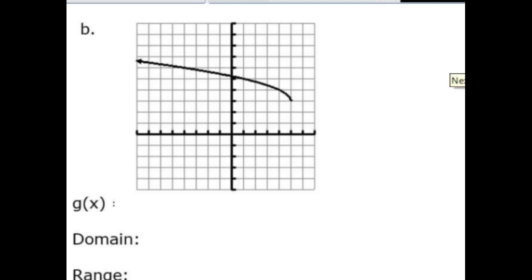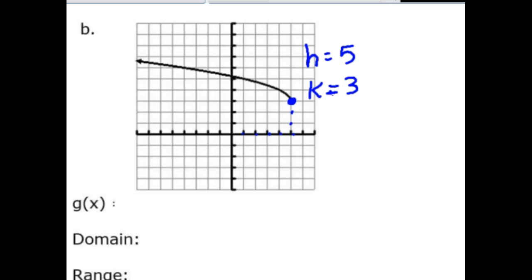Example 2b. What's happened to this graph compared to the parent graph? The parent graph is the very first graph on your note paper. Well, here's the endpoint, 1, 2, 3, 4, 5. 1, 2, 3. But what else? It's pointing which way?